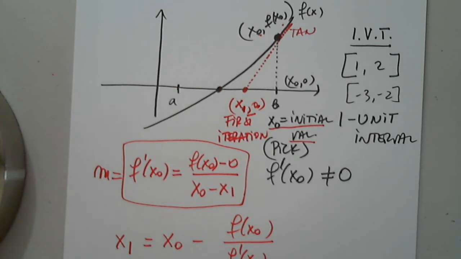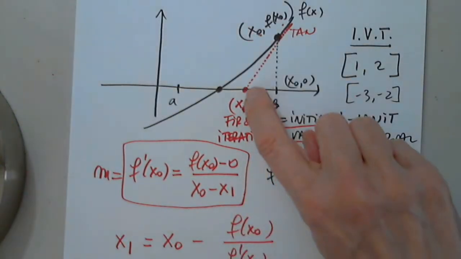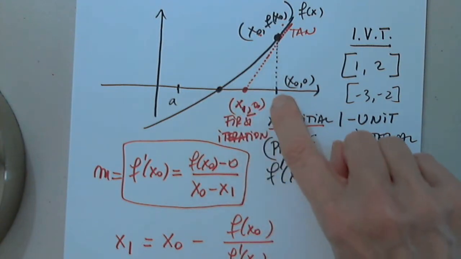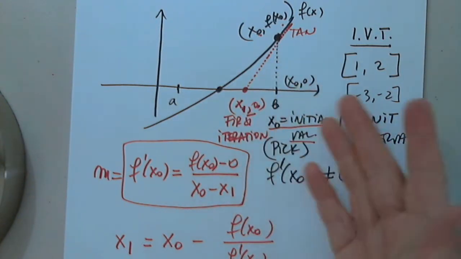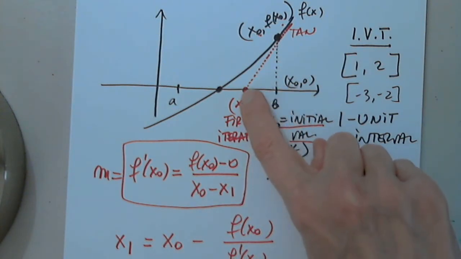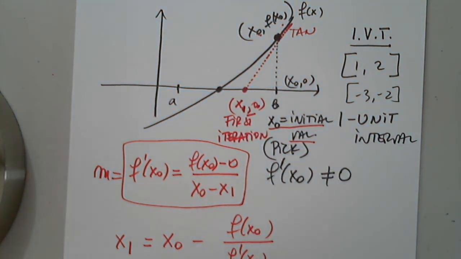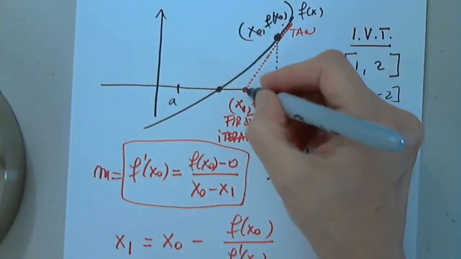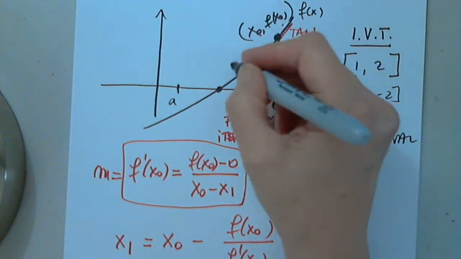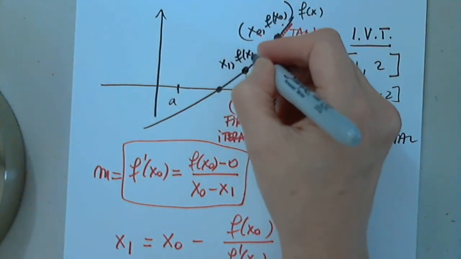Obviously, this number is a better approximation of what I'm looking for than the initial value. Very clear. The initial value is far away, and this is closer. Okay. We want to continue. We will continue in exactly the same way. We'll draw a vertical. We will determine this point. Of course, this is x1 comma f of x1.